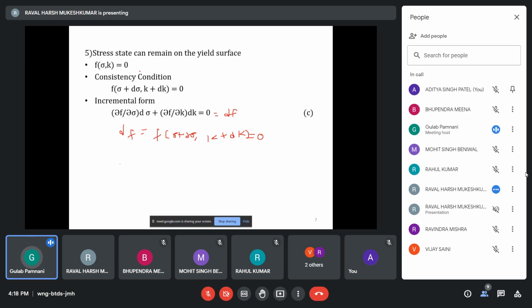Basically, you are making df as zero. So it would have been better if you could show its graphical representation. Okay, sir. I'll try to add it in the slide, sir. Move to the next slide. Yes.